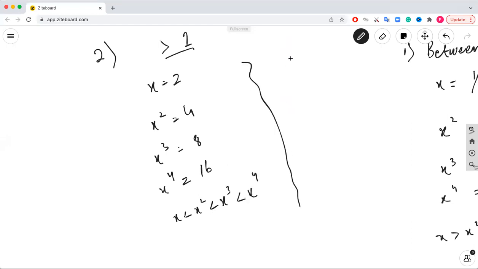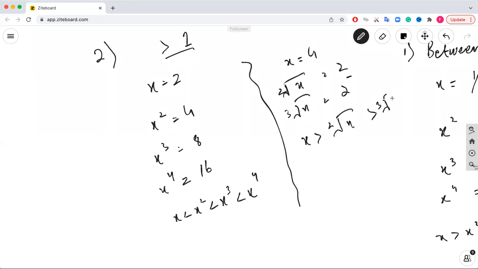On the other hand, if I consider x equal to 4, the square root of this is 2. The cube root of this is some value less than 2. It doesn't matter whatever the value is. The point is that if you increase the root power, the value decreases. So x is greater than square root of x, is greater than cube root of x, and so on. Any confusion in this part? Or shall I proceed further?